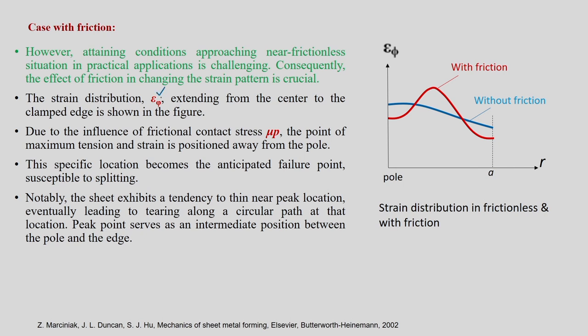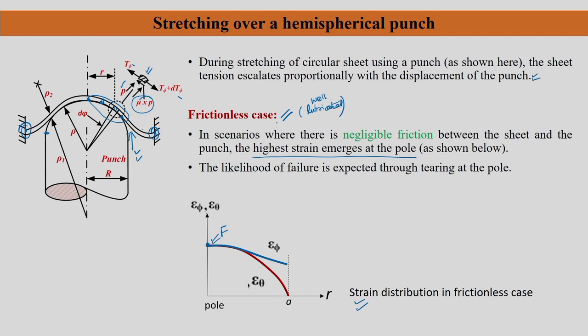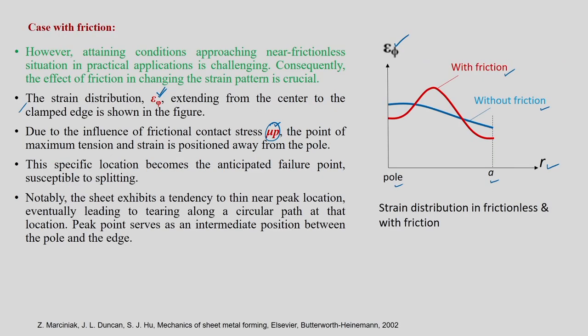The strain distribution epsilon phi is plotted with respect to R, from pole to A, let us say. In this, two are compared. One is without friction, blue color, the other one is with friction, red color. Okay. So, that is what I have shown in the second point. Due to the influence of friction contact stress, that is mu p, which we just introduced here, this mu p is going to actually pull the point of maximum tension away from the pole region.